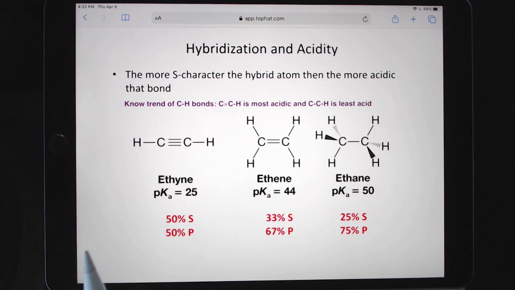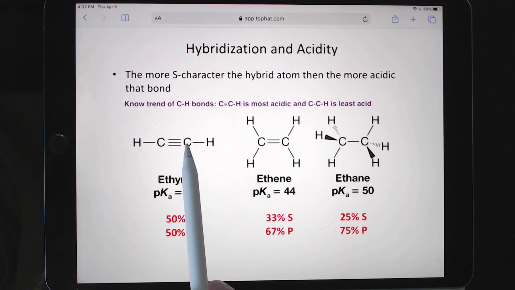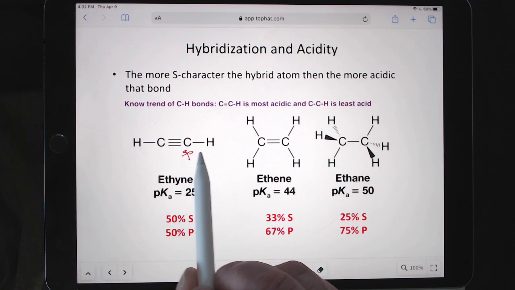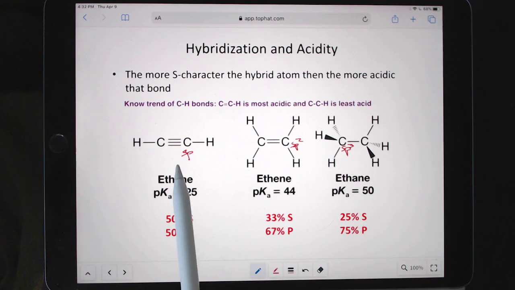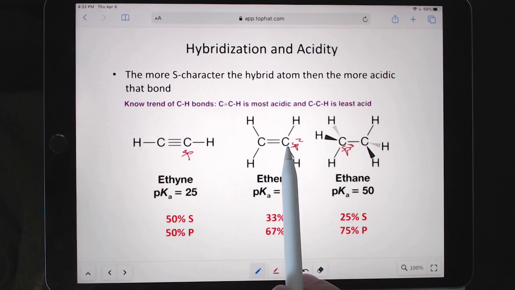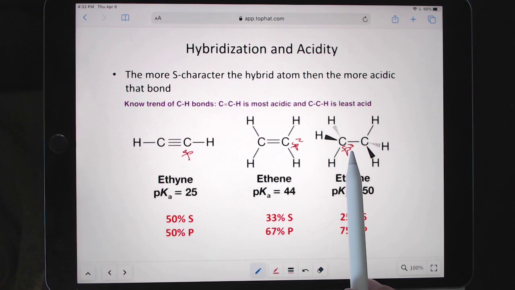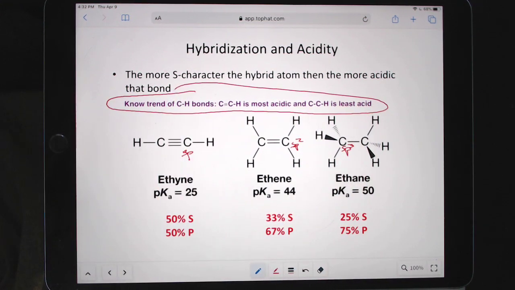Now, for hybridization, this really only comes into play with carbon atoms. This is sp, this is sp2, and this is sp3. It turns out that the CH bond where the carbon is sp is much more acidic than if it's sp2, which is more acidic than if it's sp3. So you just need to know the trend.